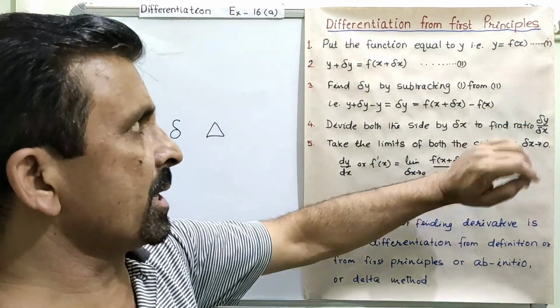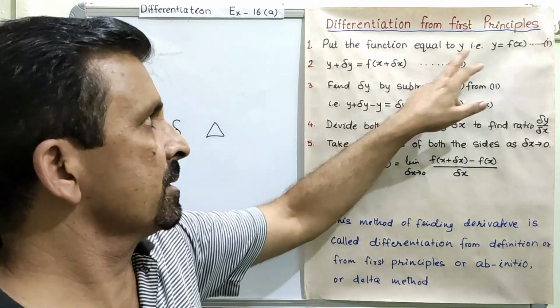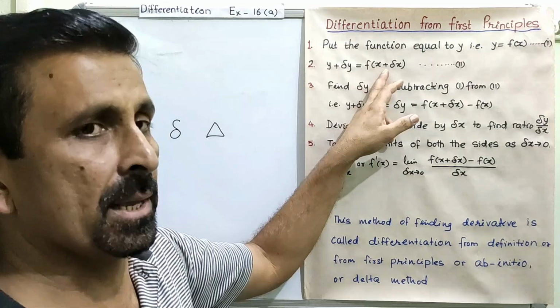And the same thing we will do on the other side. From the first equation you are getting this as f(x), the function is f(x). Second equation, your function becomes f of x plus delta x.